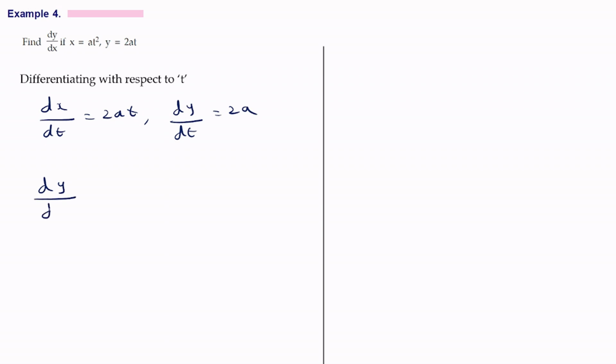So dy by dx equal to dy by dt upon dx by dt. So this is 2a upon 2at, or it is equal to 1 by t. So this is dy by dx.